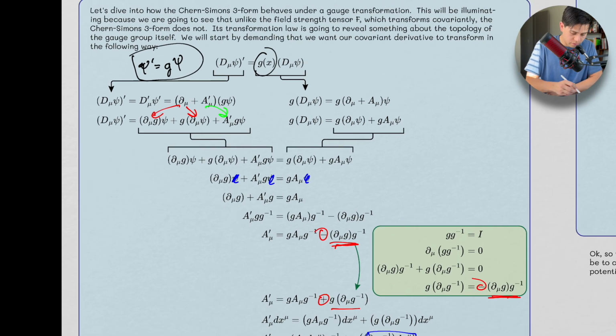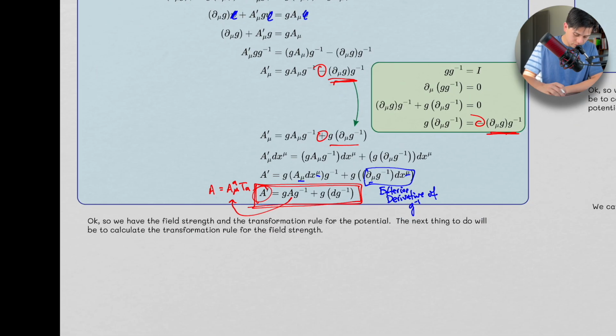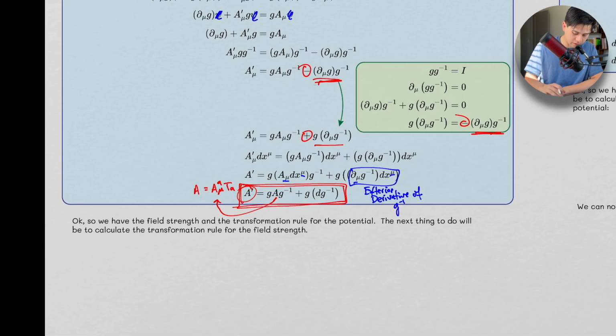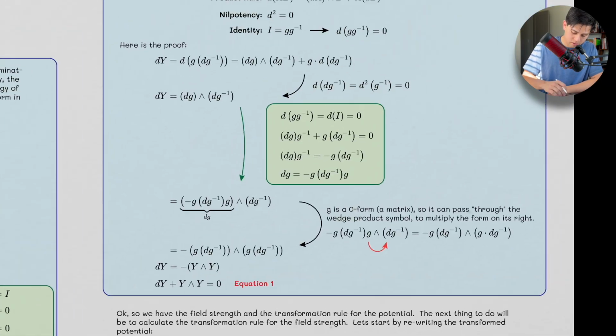The two things that we want to keep in mind that we sort of stipulated is this thing right here and this guy right here. All right. Okay, so now we have the field strength tensor, its transformation rule for the potential. The next thing to do is going to be to calculate the transformation rule for the field strength. So let's go ahead and do that.